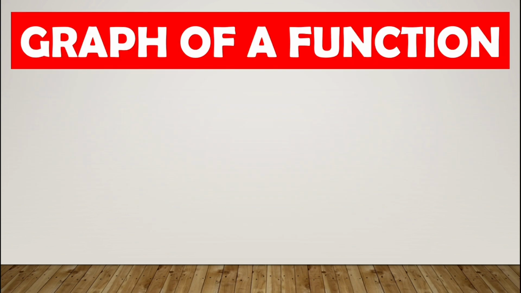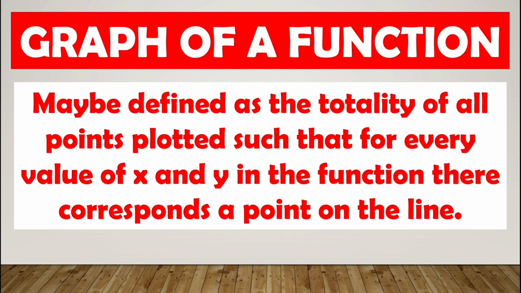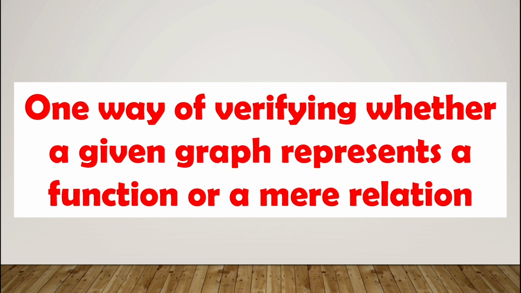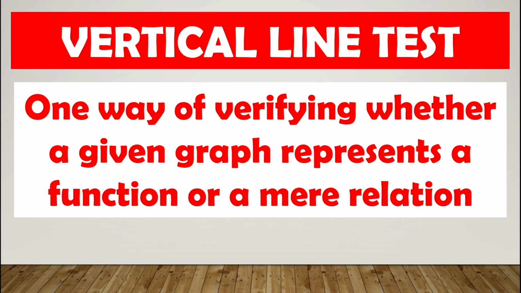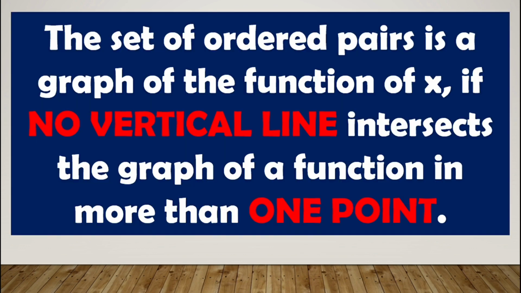This time, let us discuss graph of a function. Graph of a function may be defined as the totality of all points plotted such that for every value of x and y in the function, there corresponds a point on the line. One way of verifying whether a given graph represents a function or a mere relation is through the vertical line test. The set of ordered pairs is a graph of the function of x if no vertical line intersects the graph of a function in more than one point.